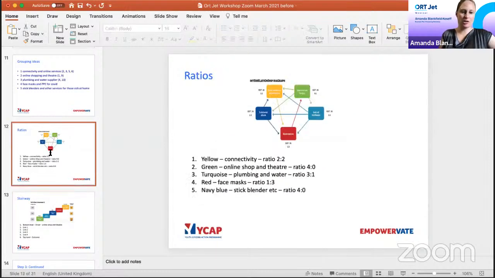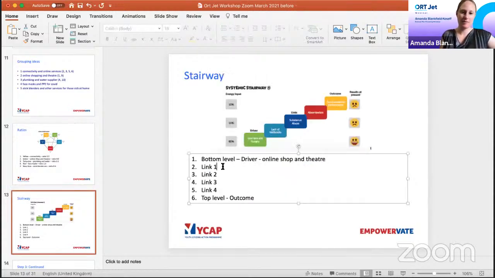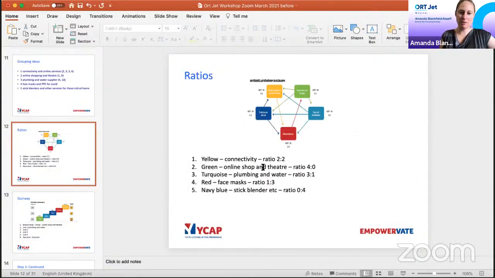Okay, then the link 2. So what's after 4 is 3. So this one, the plumbing and water, that's the one that goes. Oh, wait, there's a tie. It's not 4. Sorry, I wrote it wrong. Okay, then the plumbing and water was 3, 1. So the one just below 4 is the highest, then it's 3, right? So it's that one. Then after 3, we've got 2 over here. This is connectivity.